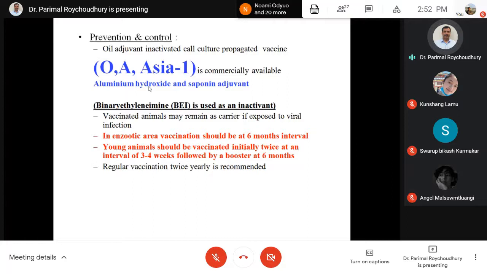Okay, so if somebody asks you why we cannot have any live attenuated strain, the simple answer is that this is a highly mutating virus. So a live attenuated strain we cannot prepare to vaccinate this animal. Even if prepared, it will automatically convert into a virulent form when it comes in contact with the wild counterpart. So this is the reason why we depend on killed vaccines.